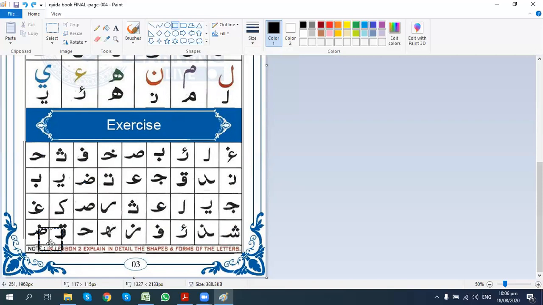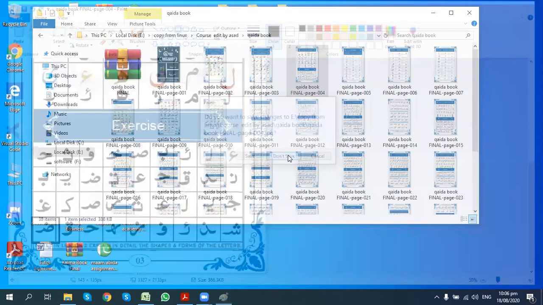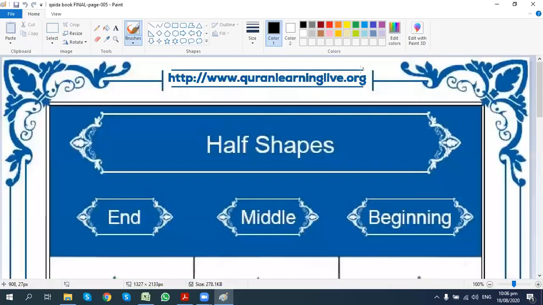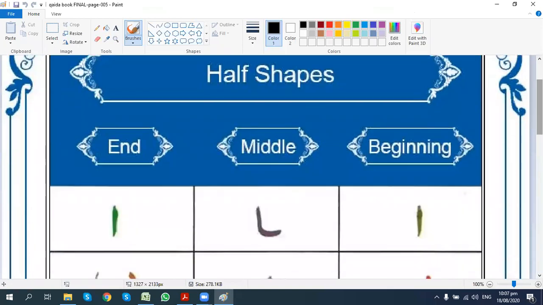So when you have finished all the letters and your student finds every letter correctly, then you go to the next lesson. So now we are going to the next lesson. Here we have a next lesson which is again about the half shape, but here we have something new, which is beginning, middle, and end.